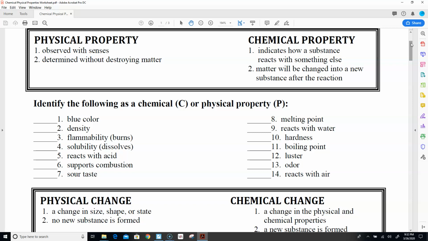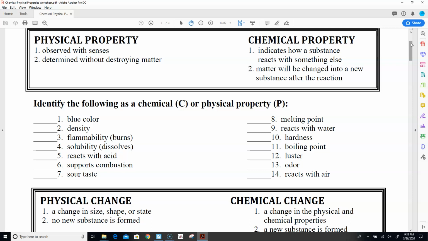Okay, so the following we're looking at is either chemical or physical. So blue color, that's simply a physical property. That's just me observing, like a Pepsi can is blue. It's just a fact, doesn't change anything by looking at it, it's just the color of it. Density, that's also physical. You guys will recall from earlier that density is mass per unit of volume. You can find the mass of some object, you can find out how much space it occupies, it doesn't change the substance. Density is physical.